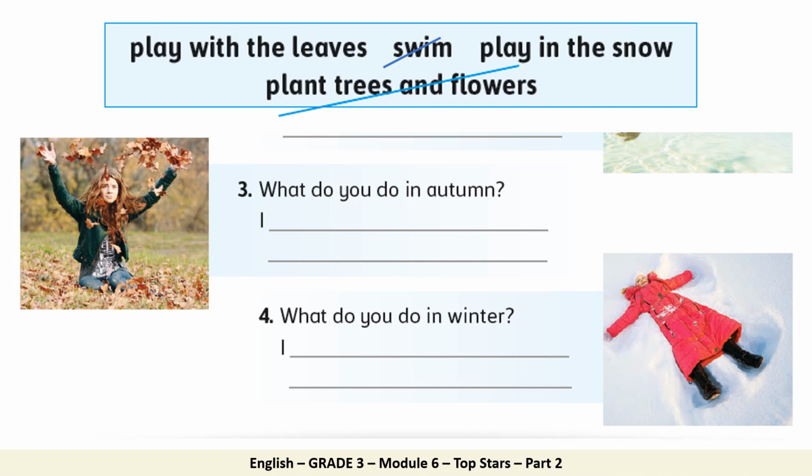Number 3. Look at the picture. What do you do in autumn? Good job. I play with the leaves. Number 4. Look at the picture. What do you do in winter? Correct. I play in the snow. Excellent job, my dears.